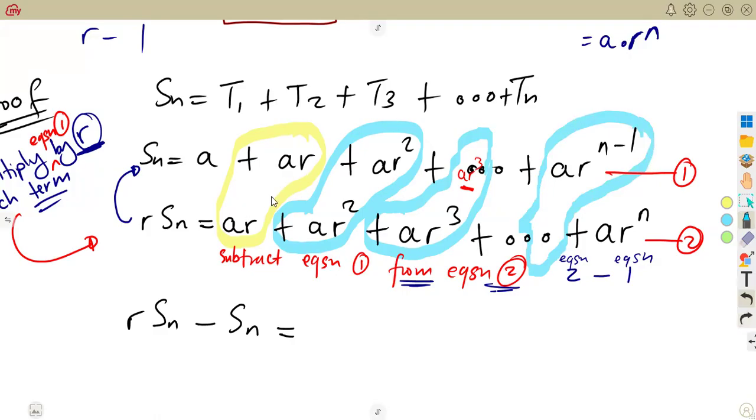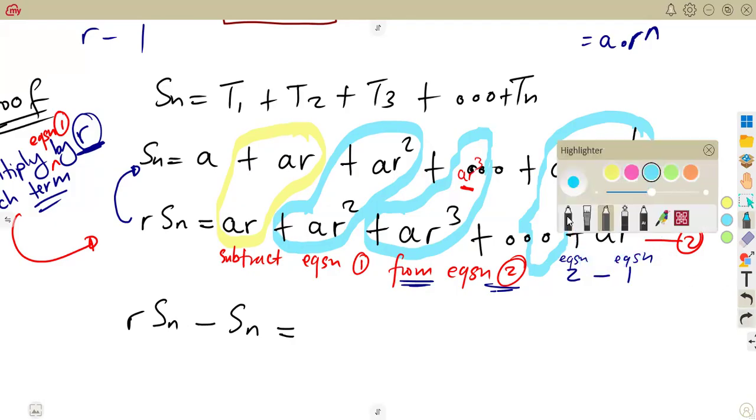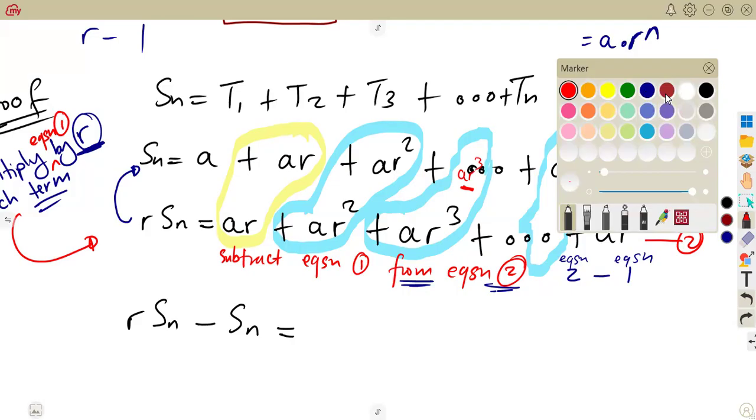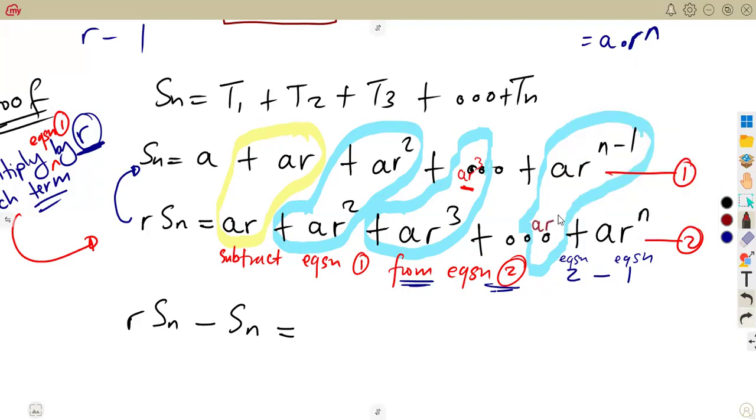Remember this sequence, the series here: the first one is leading, this one is behind. So before this ar to the exponent of n, guys, there was something there before, which was ar to the exponent of n minus 1. That is what you need to know before we reached this one. There was ar to the exponent of n minus 1.